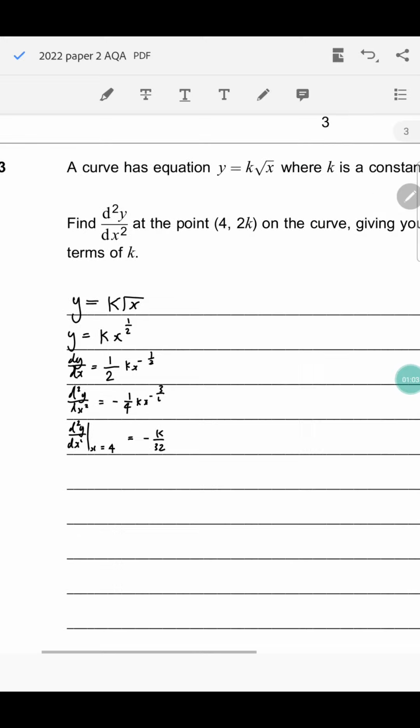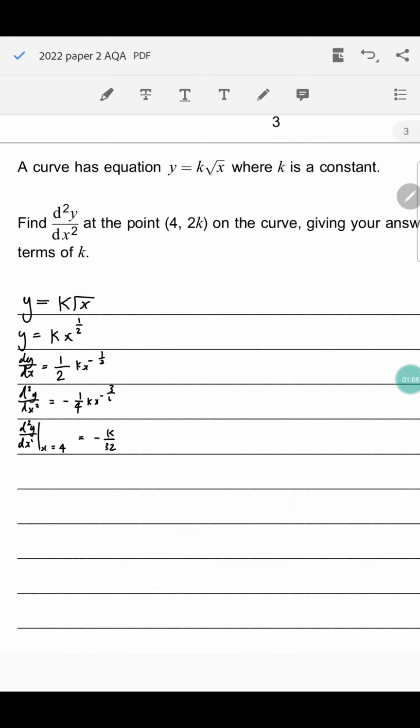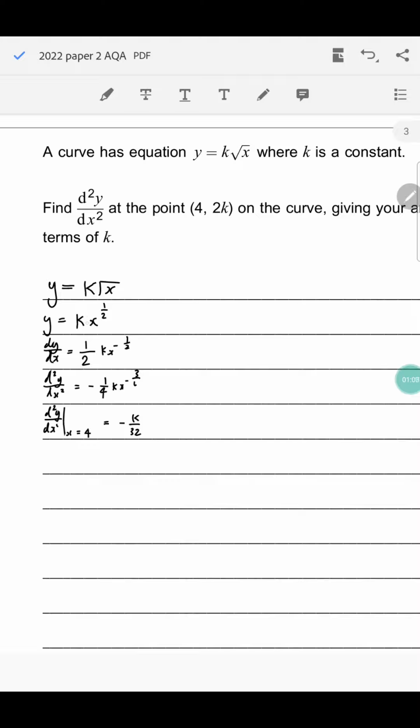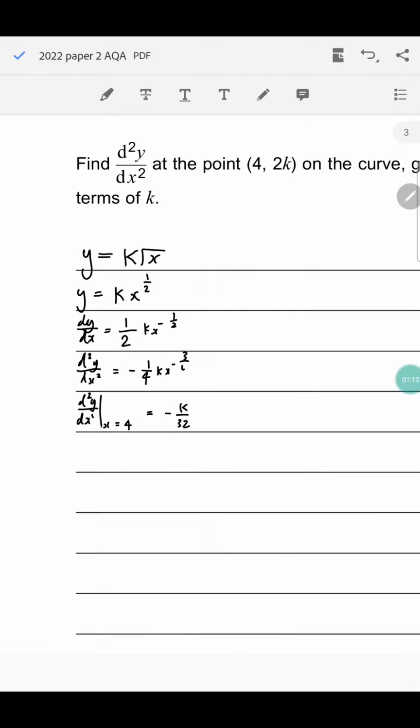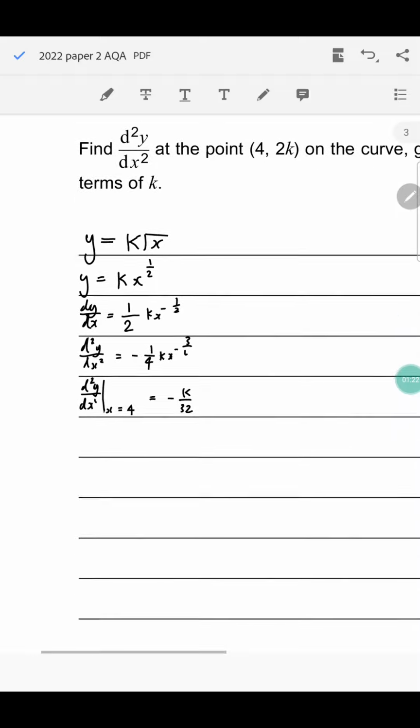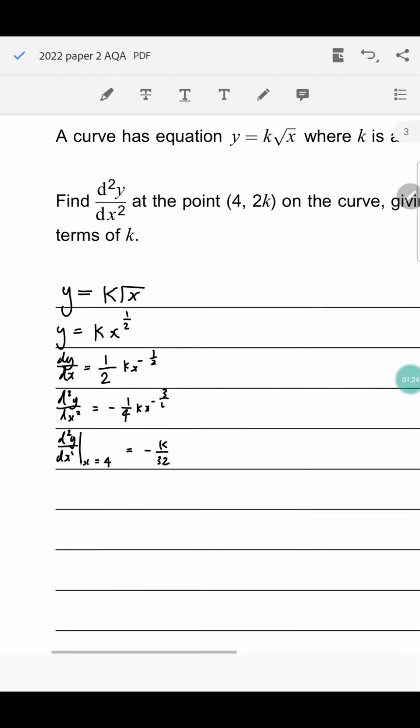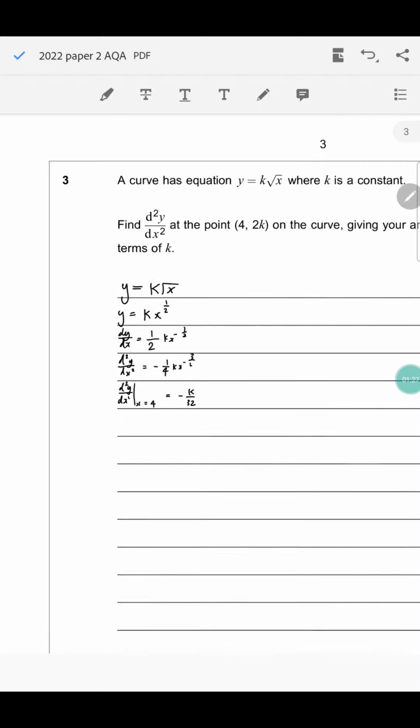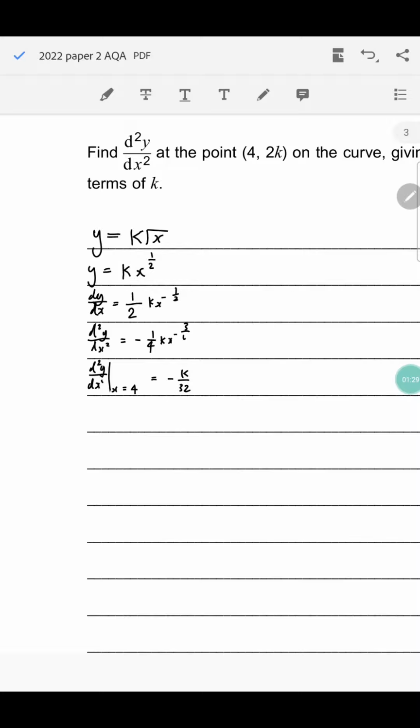Now, question 3, first of all, we rewrite this in index form, which is kx to the power of a half, and then we differentiate by multiplying by the power and then reducing 1 from that power. Now, if we do that twice, we get minus a quarter kx to the power minus 3 over 2, and then we substitute the x coordinate since it's only in terms of x. And if you do that, you get minus k over 32.